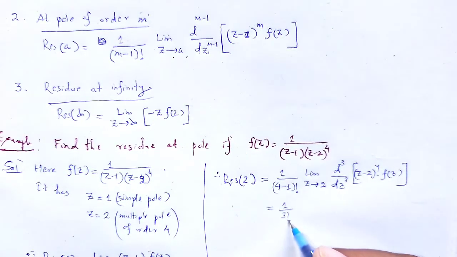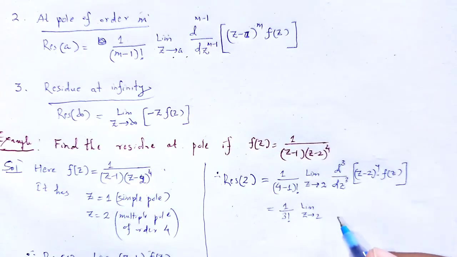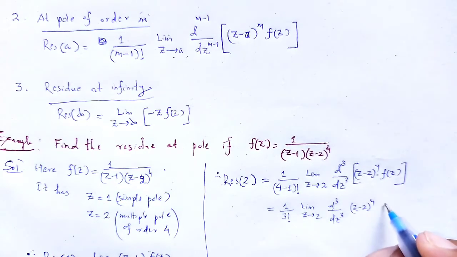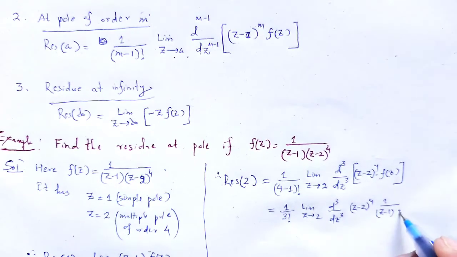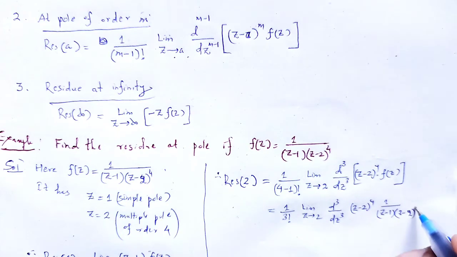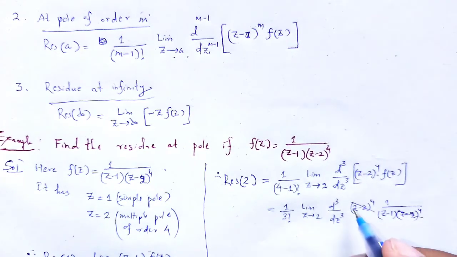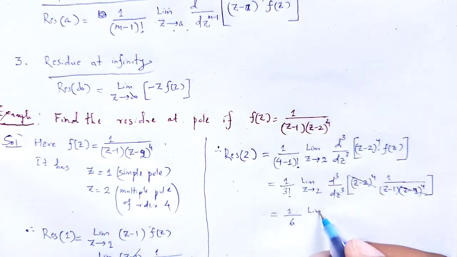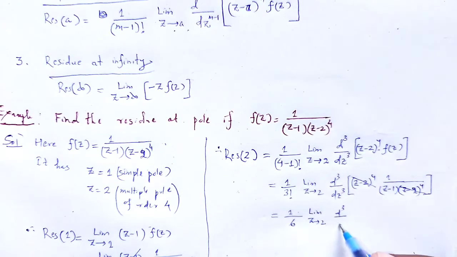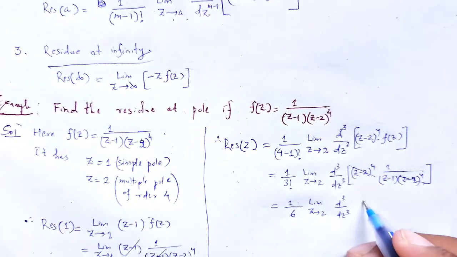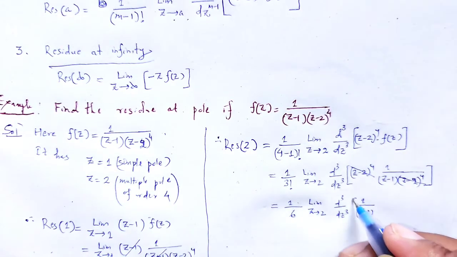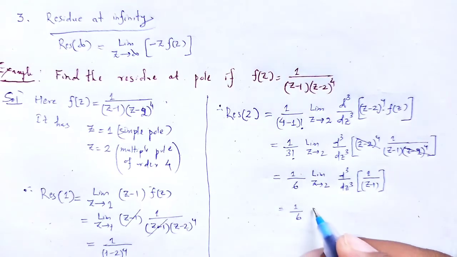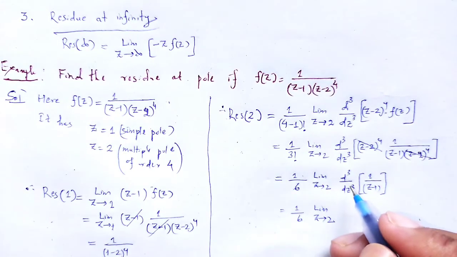That is equal to 1 divided by 3 factorial, times the limit as z tends to 2 of d cubed by dz cubed of (z minus 2) to the power 4 times f of z, which is 1 divided by (z minus 1)(z minus 2) to the power 4. The (z minus 2) to the power 4 cancels out. 3 factorial is 6, so we have 1 by 6 times the limit as z tends to 2 of d cubed by dz cubed of 1 divided by z minus 1. Its third order differentiation is needed.